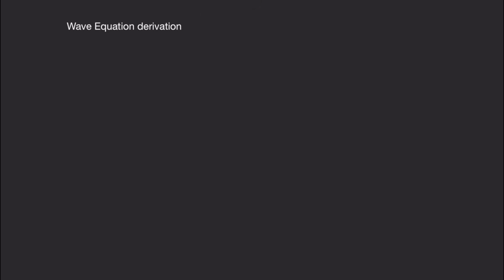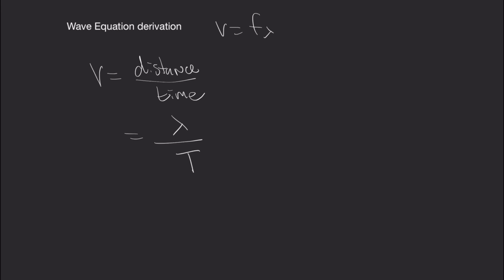Next one is the wave equation derivation, that v is equal to f lambda. Well, that comes from the fact that velocity is just distance over time. We're going to set the distance to be equal to one wavelength and the time to be equal to one time period. Well, that just follows that v will be lambda over T, which is lambda times 1 over T, which is lambda f, as required.